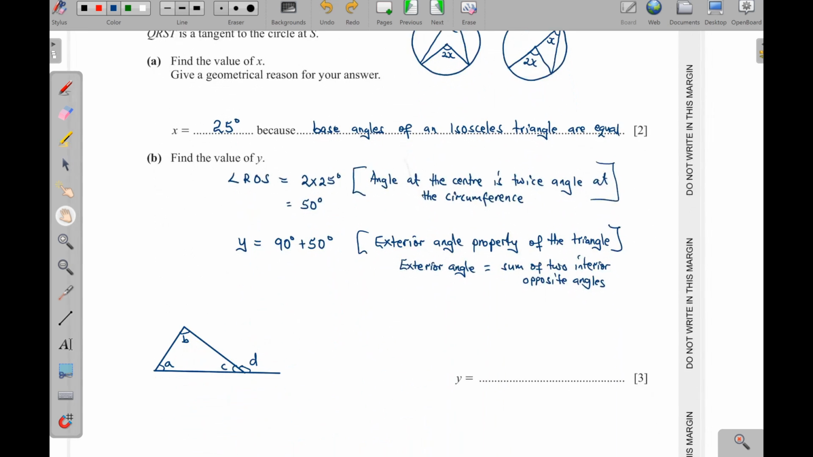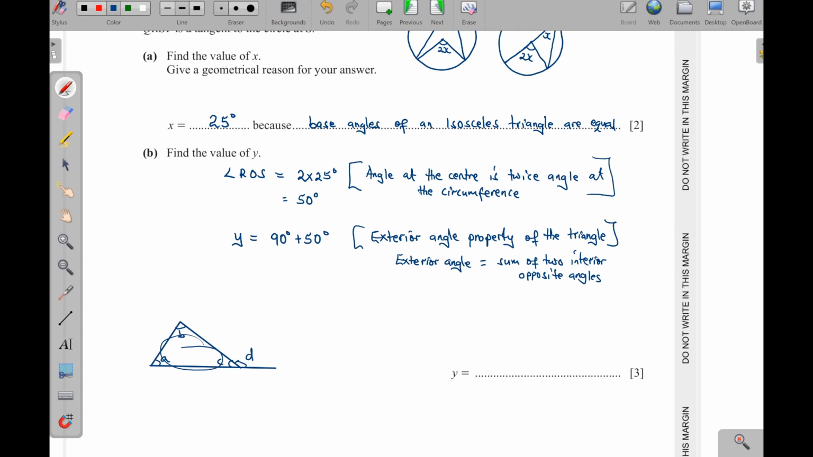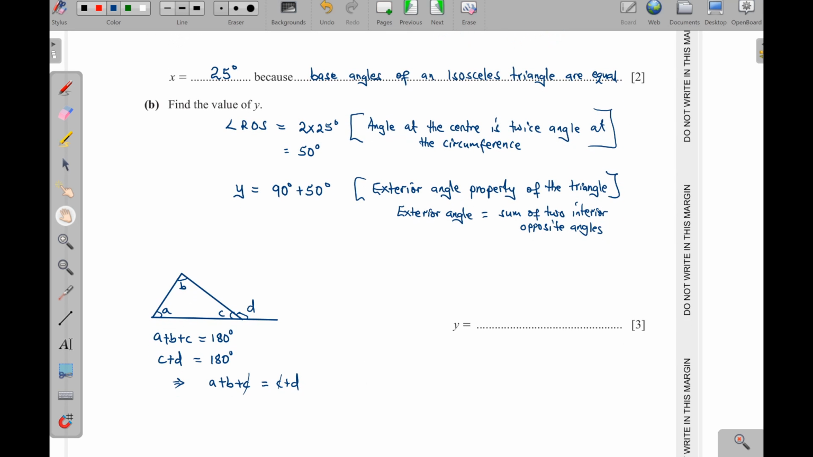But let me prove it for you here. So this is a triangle, so those angles add up to 180 degrees. And then C plus D, those are angles on a straight line, so they also add up to 180 degrees. So meaning A plus B plus C, since it is equal to 180 degrees, will be equal to C plus D, because C plus D is also equal to 180 degrees. What is common on both sides? It is C, so I cancel it out. Now, this simply implies that A plus B is equal to D. You see that?